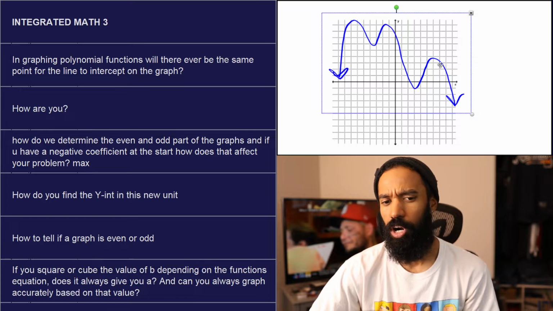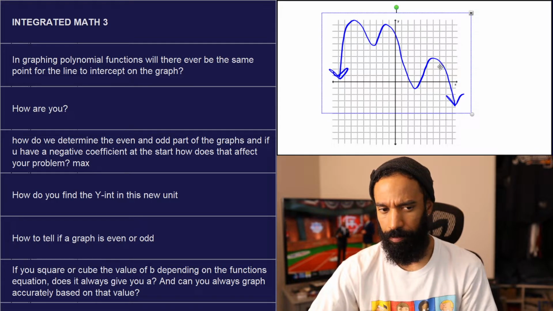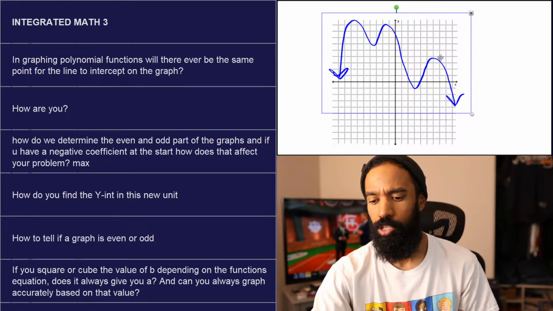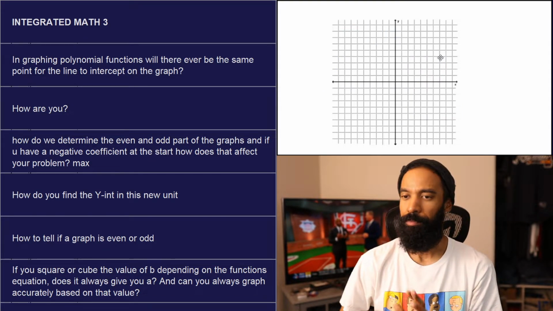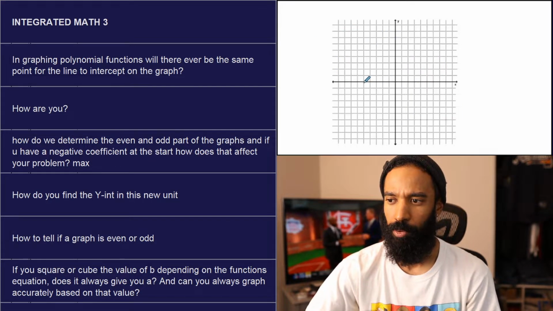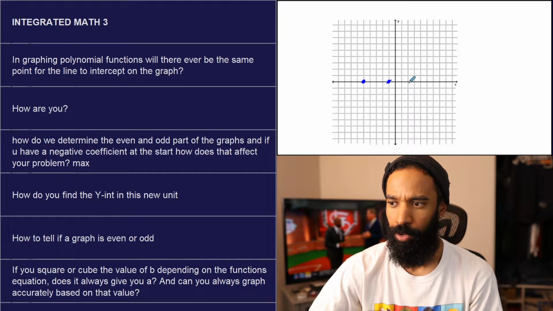So what was the question? How do we determine the even and odd part of the graphs? And if you have a negative coefficient. Oh, okay, so the whole question is really about end behavior. So let's just state this here. I'm going to plot some points. I'll do the same ones I did before: -5, -1, 2, and 6.